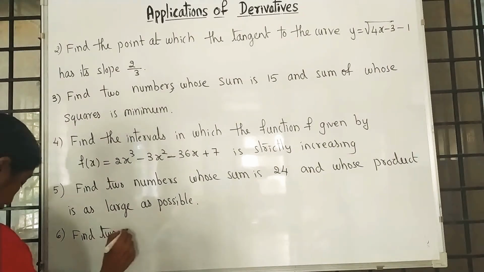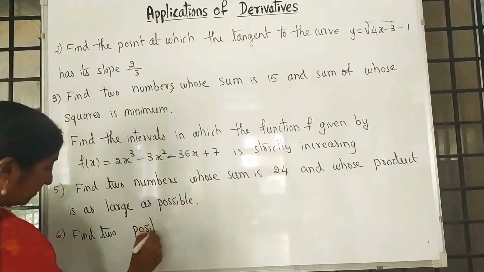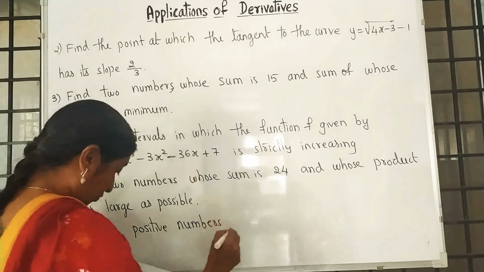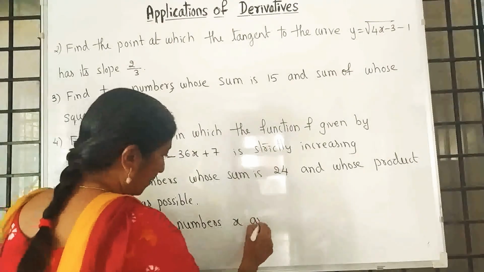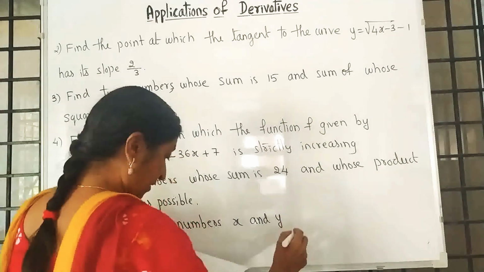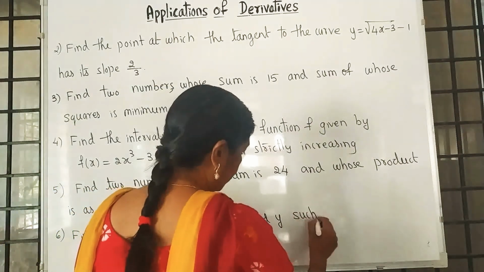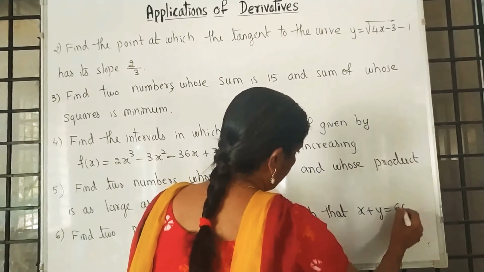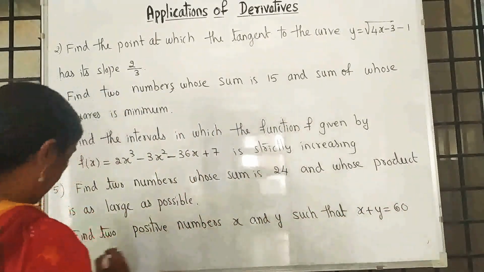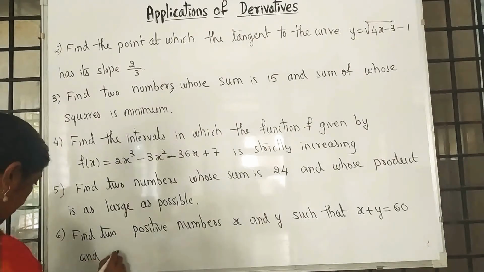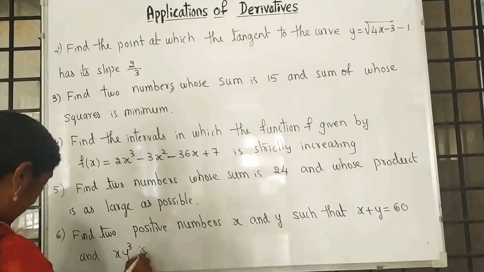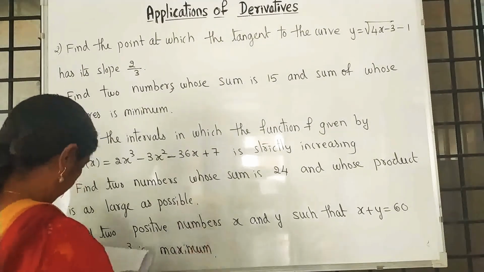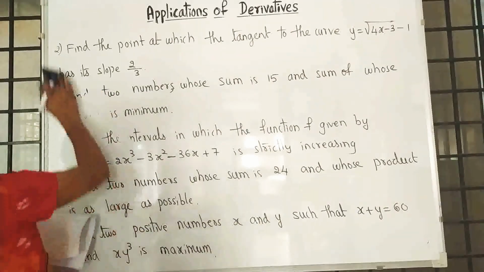Find two positive numbers x and y such that x plus y is equal to 60 and xy cube is maximum. Next question, 7th one.